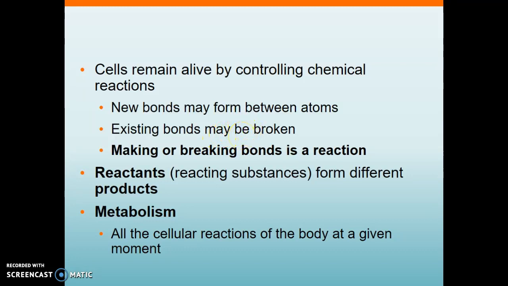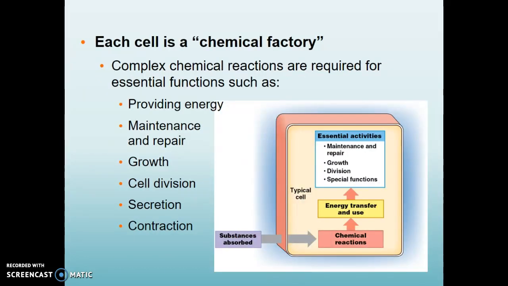We want to talk a little bit about metabolism. Metabolism is all the reactions that take place in the body. There are two types of reactions. You either make a bond or break a bond, and that's called a chemical reaction. So you have reactants coming together and forming a product. And we usually express this as a formula that we'll see later.